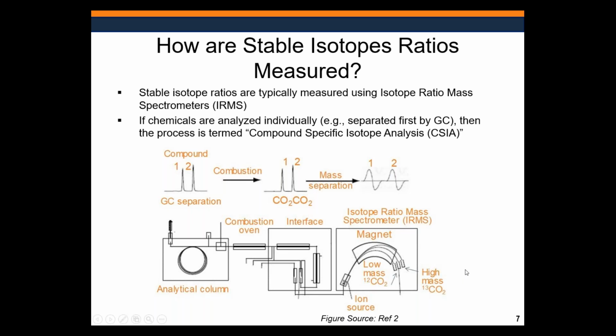However, if you separate those compounds out first, so say you run GC and you separate out your benzene from your toluene, your xylenes, then you're going to get isotopic ratios that are compound specific. So for each chemical that you're looking at in that mixture, you're going to get an isotopic ratio. And this is really what defines CSIA, or compound specific isotope analysis.